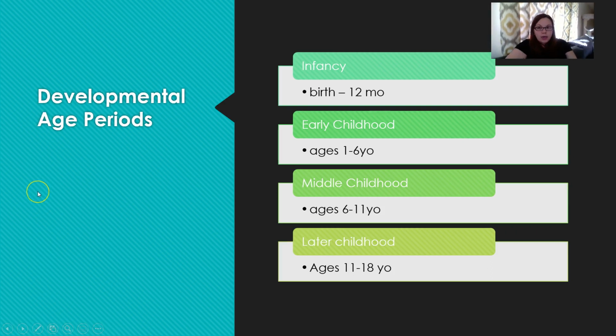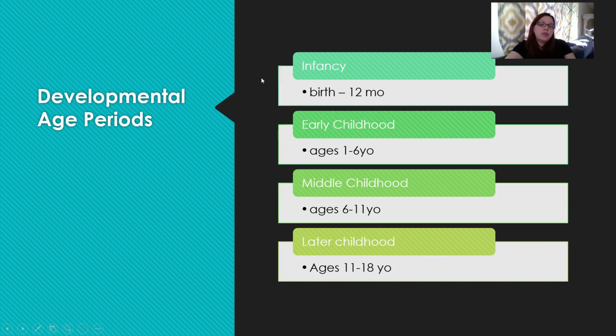So I talked about it a lot, developmental age periods. I do want you to note, if you're looking in different texts or pulling it up on Google, sometimes there is a slight discrepancy about the adolescent age period. So I've broken this down here by infancy, early childhood, middle childhood, and later childhood. And sometimes this end of middle childhood and beginning of later childhood can be the discrepancy. So sometimes you'll see 11, sometimes you'll see 12. Our book goes with 11.